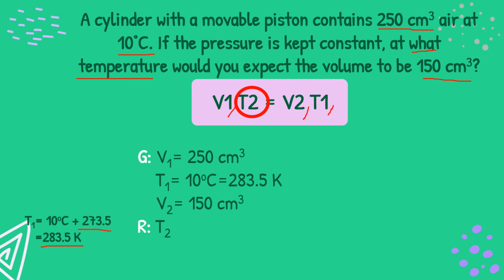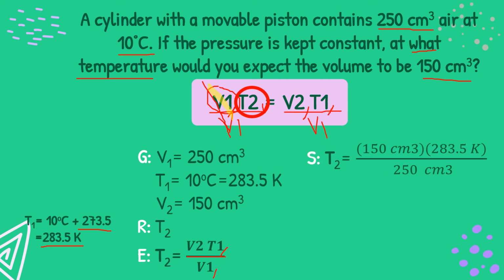Now to get the final temperature, we need to divide both sides of the equation by the quantity beside it, and that is the initial volume, so that the initial volume will be cancelled on one side of the equal sign and the final temperature will be left. So final temperature is equal to the product of final volume and initial temperature, divided by the initial volume.